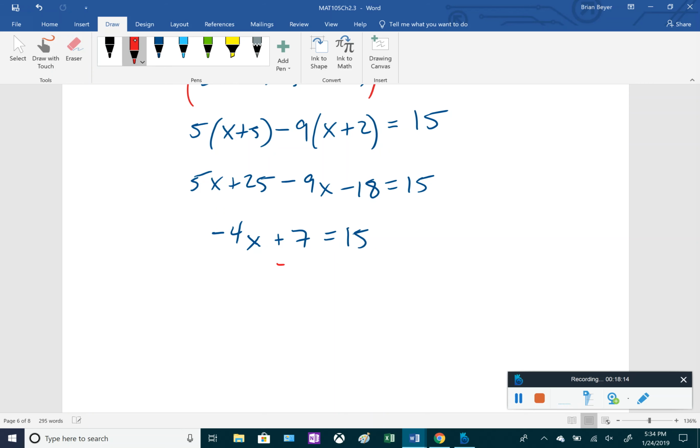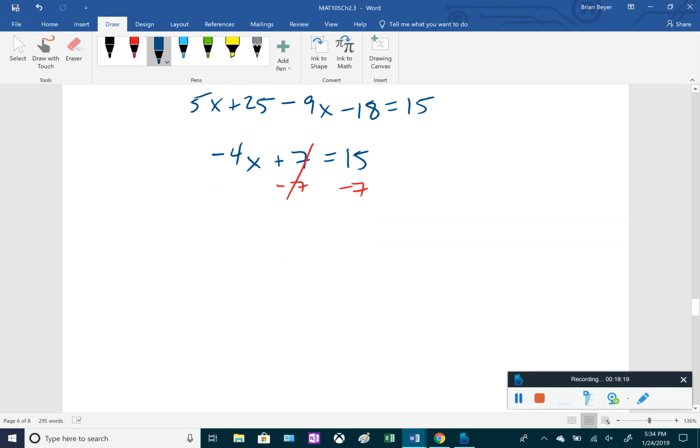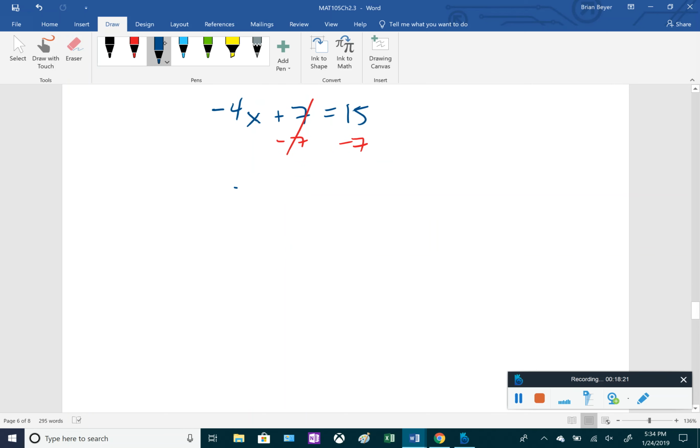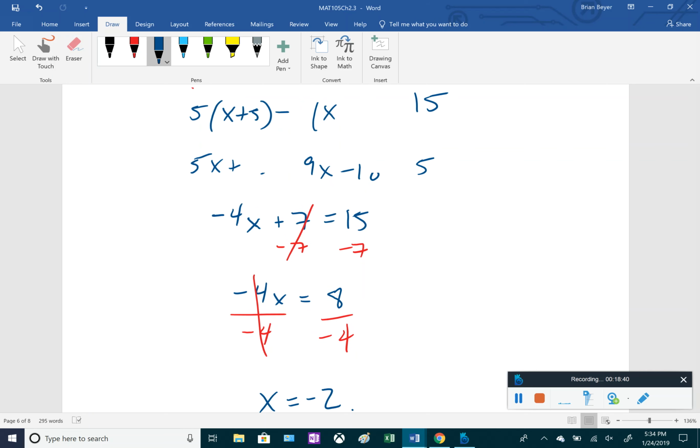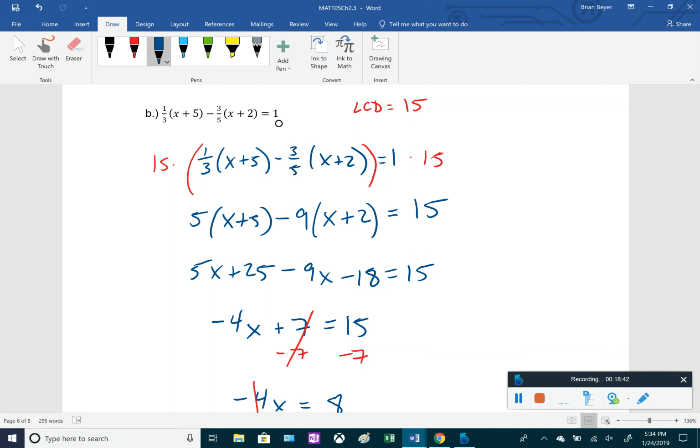Equals 15. Subtract 7 on both sides now. And we get negative 4x equals 8. Divide both sides by negative 4. 8 divided by negative 4 is going to give us a negative 2. So negative 2 is our answer. We could go back up, plug that in if we want. We'd find out that that is our actual answer.